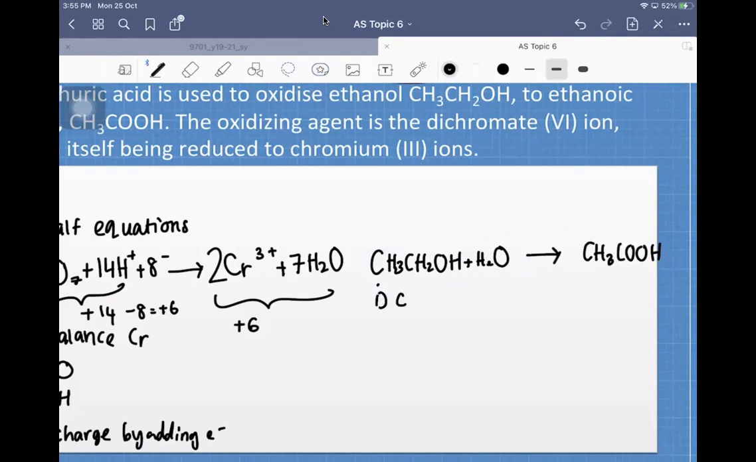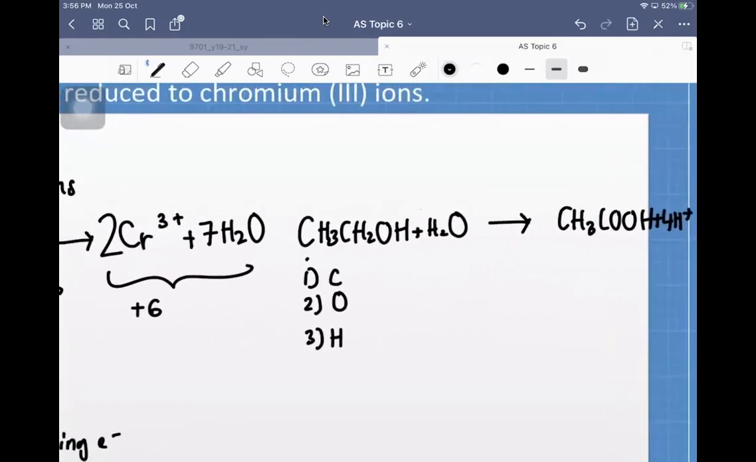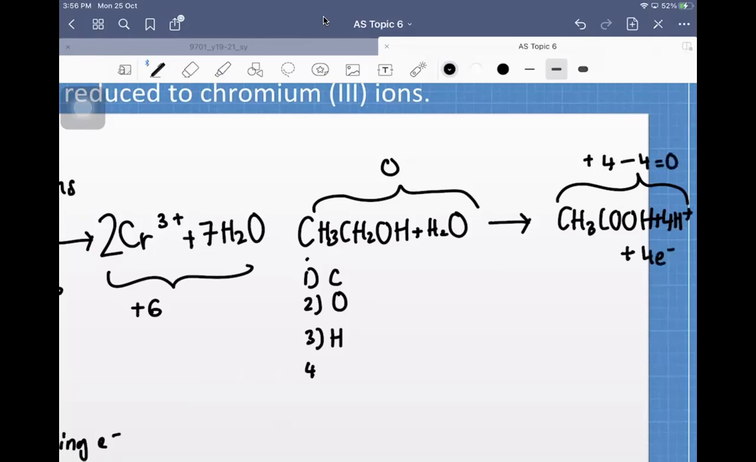First, balance carbon. Second, oxygen. Third, hydrogen. On the left side, I've got 3, 5, 6, 8 hydrogen. On the right side, I've got 4 hydrogen. That means I need to add 4 H+ on the right. Done. Charge. 0 charge. Here I've got plus 4. So I need to add 4 electrons to cancel out the charge to become 0.